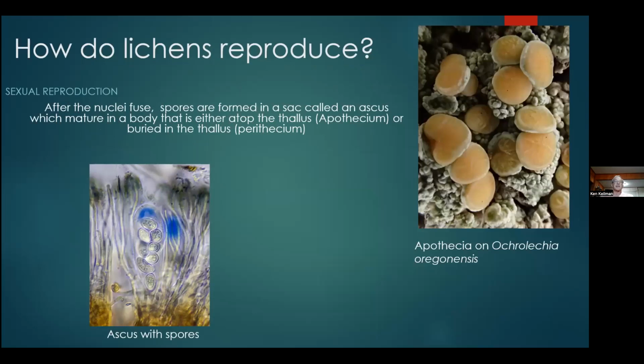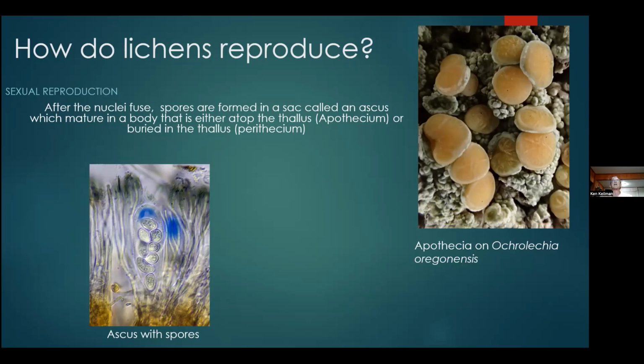So after the nuclei fuse, spores are formed in a sac called an ascus. And this matures in a body that's either atop the thallus, which is called an apothecium, or buried in the thallus, which is a perithecium. Now, asci, which is the plural of ascus, is one major group of fungi. The other are basidiomycetes, and their spores form on these little club-shaped structures.